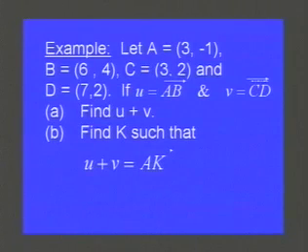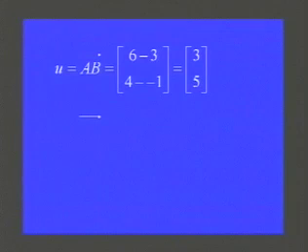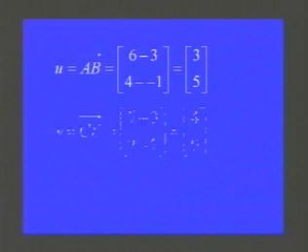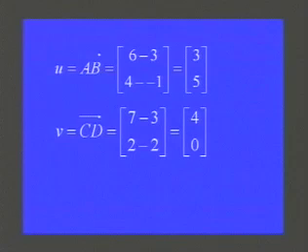All right, so I ought to probably find u and v first of all. Find the algebraic vectors for each of those. Okay, so for u, I want to do 6 minus 3 and then 4 minus negative 1, so I get (3, 5) for u. Then for v, since that's CD, I want to do 7 minus 3 and 2 minus 2, and I get (4, 0).